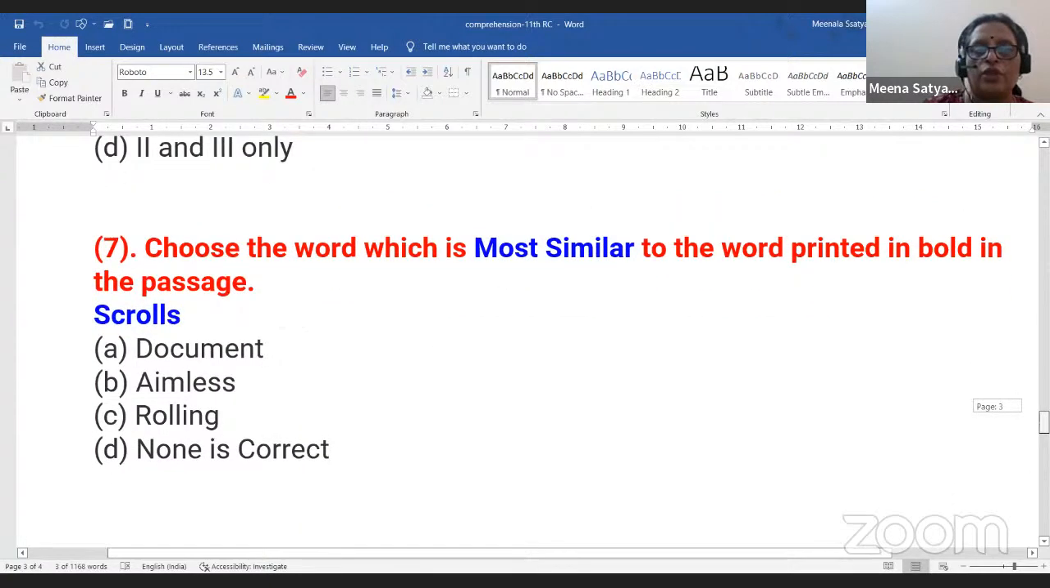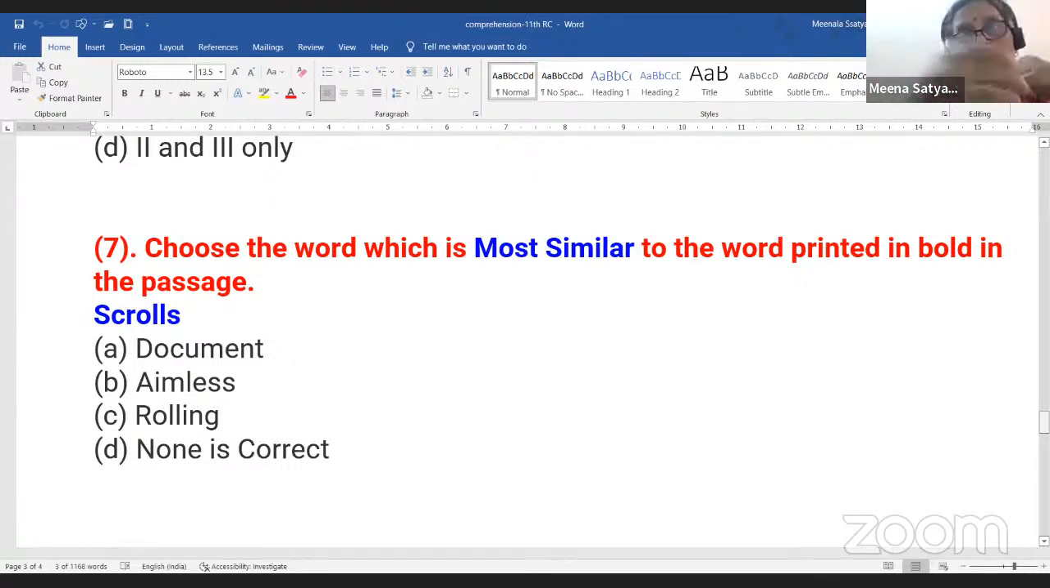That is the answer. Choose the word which is most similar to the word printed in bold in the passage. It may be printed, friends, it may not be printed. Please don't have that idea that it can be printed. Most of the times it is not printed because it is mainly for these competitive exams. So they want you to work smart. So scrolls: document, aimless, rolling, none is correct. Rolling, you know, that's what I'm doing, up and down. You may think that is right, but you know in your heart of hearts that it is not correct. So you may have something else. You can go for aimless, or a document, or none is correct.